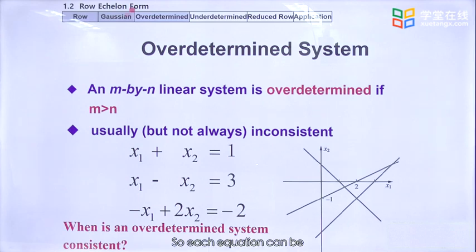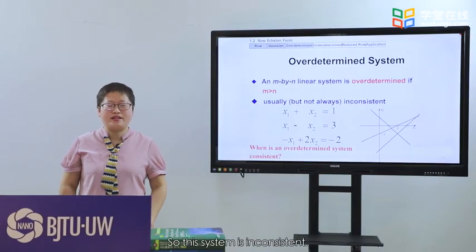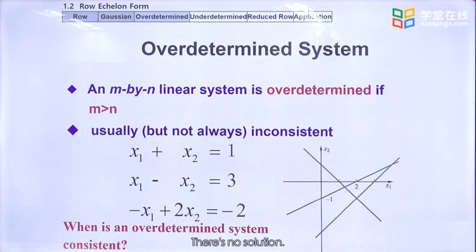Each equation can be represented as one line. Here, the first equation can be represented as the first line, the second equation can be represented by the second line here, and the third equation can be represented as the third line here. Because there's no intersection point for these 3 lines, this system is inconsistent. There's no solution. So when is an overdetermined system consistent?